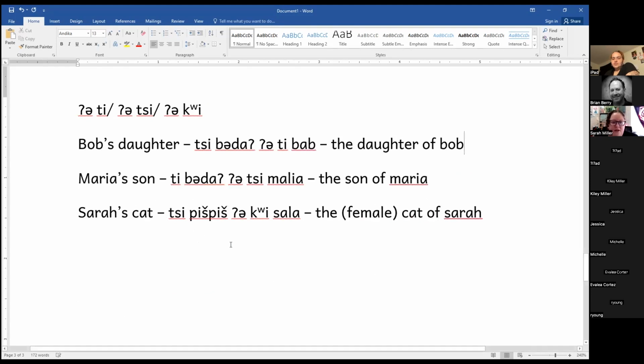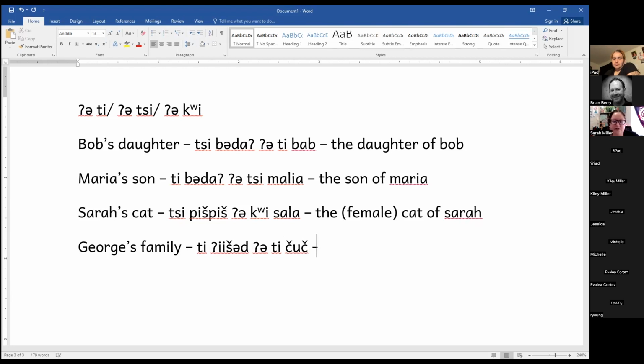Let's do a few more. George's family. He should T chooch. And that's how we spell George in Lushootseed, chooch, which then translates back into the family. He should T chooch.